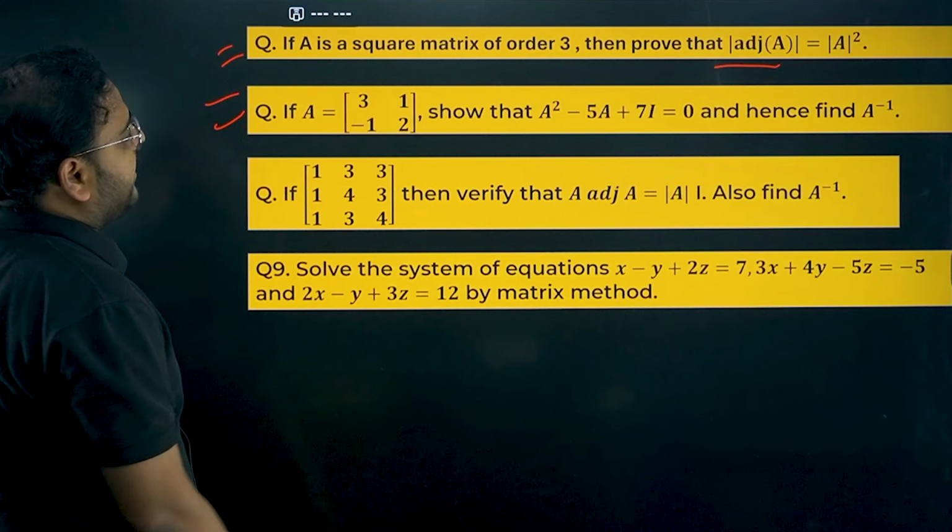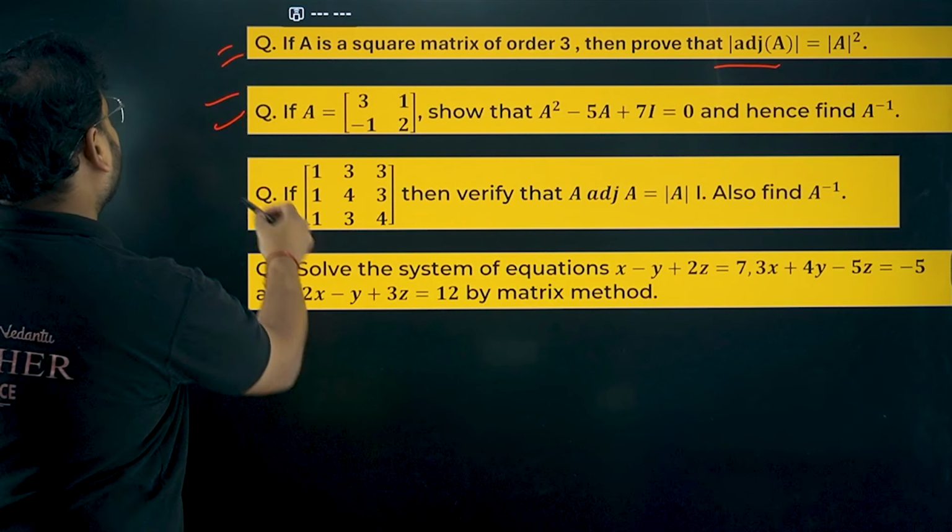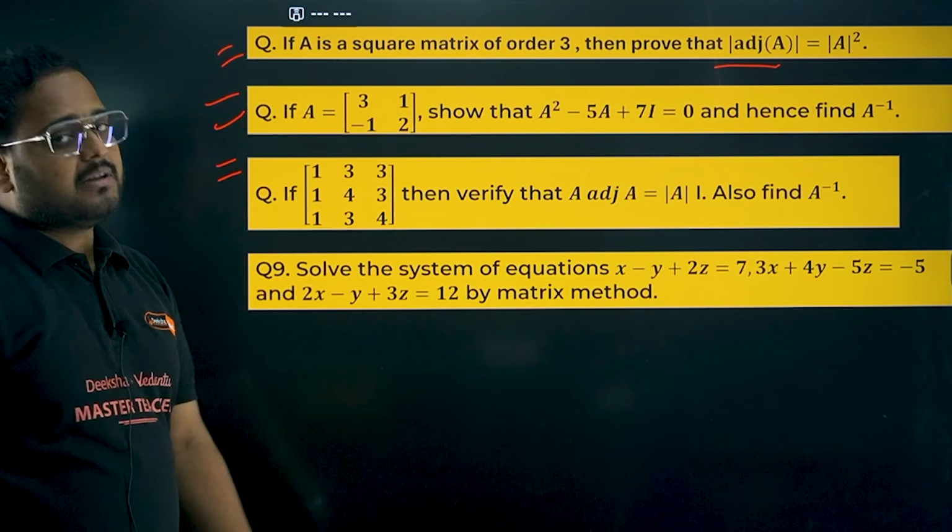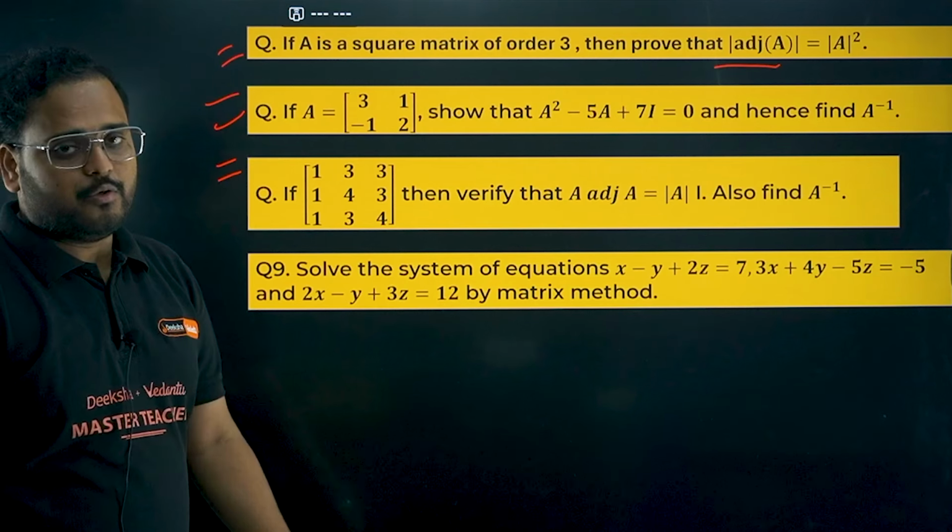Alright, and A adjoint A equals determinant of A times I, another property. Verifying it will take time, but if you want to, you can verify right away, no problem.